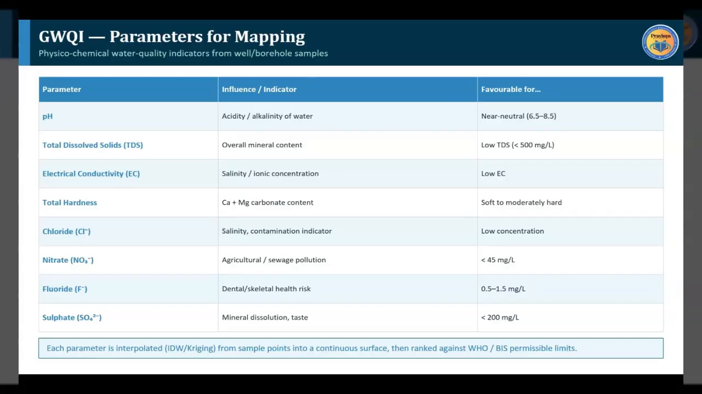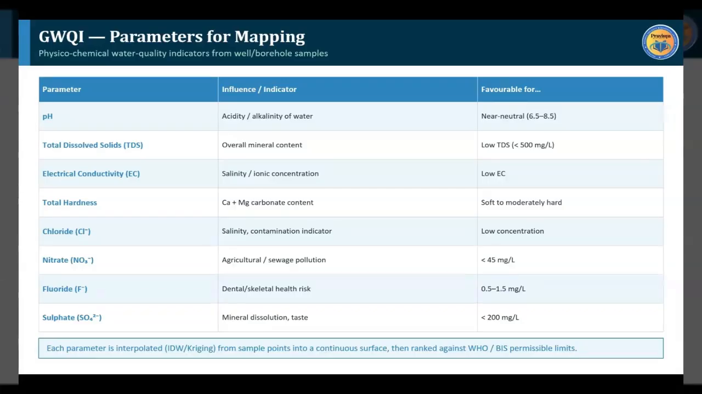Then we have nitrate. This one I always flag because it is a pollution indicator. High nitrate usually means contamination from essentially agricultural fertilizers or from sewage. It is also a genuine health hazard, particularly for infants. We want nitrate below 45 milligrams per liter.